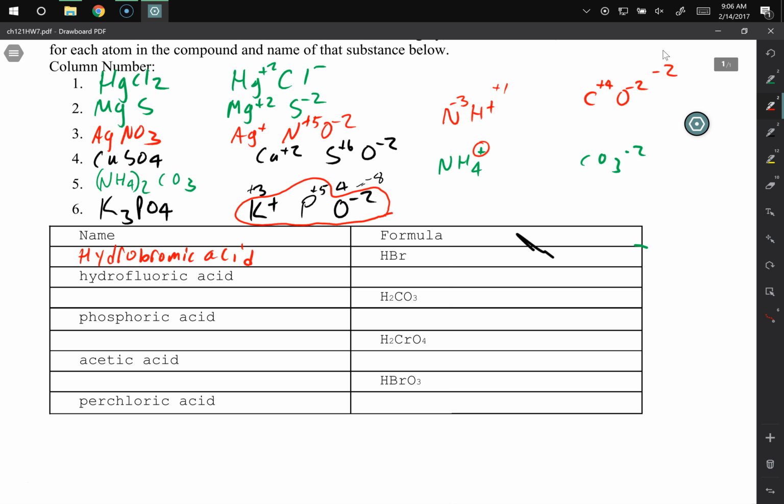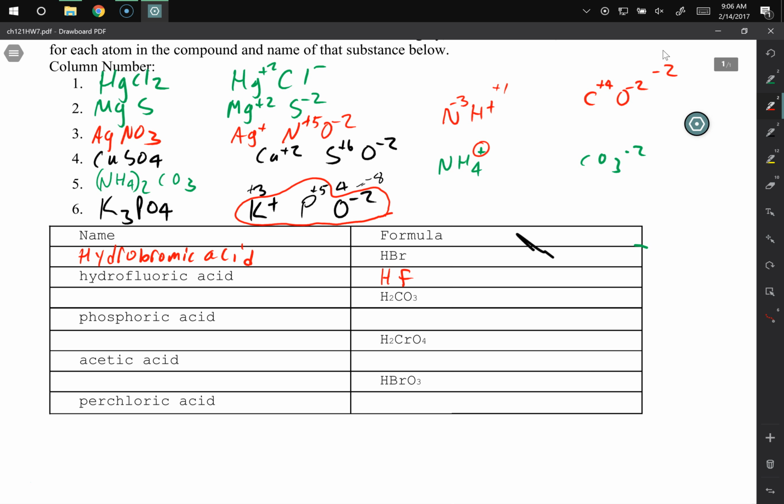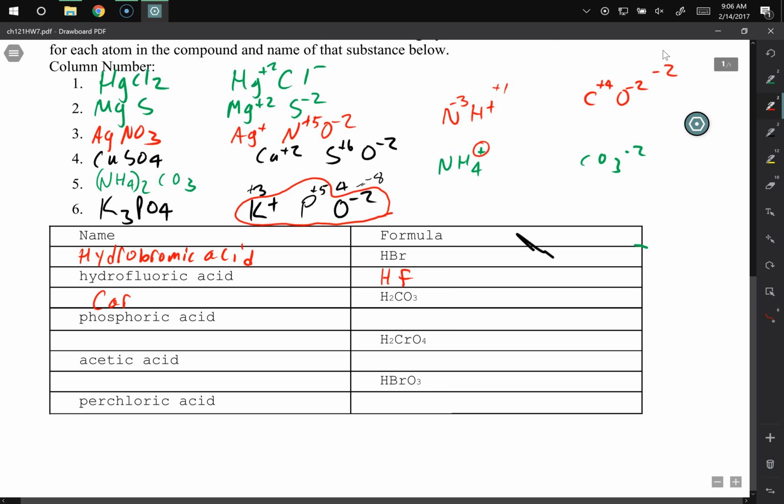So if I'm using that same logic, what's the formula for the next one? HF. Are there any oxygens? How do you know there are no oxygens? Because it says hydro. Okay, so my next one, there are oxygens in it, so its name is not going to have hydro in it. The polyatomic ion is what? Carbonate. And so that suffix from -ate turns into what? -ic. So then this is what? Carbonic acid.